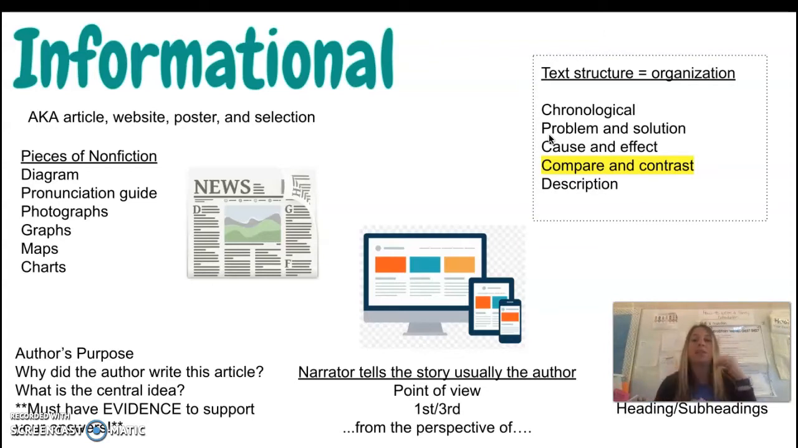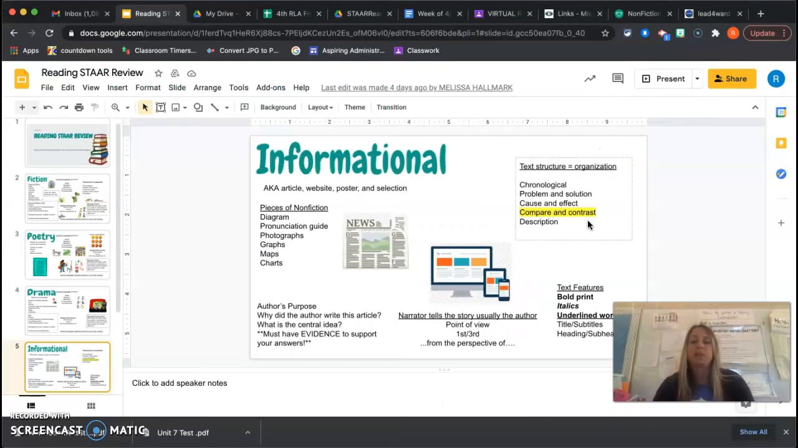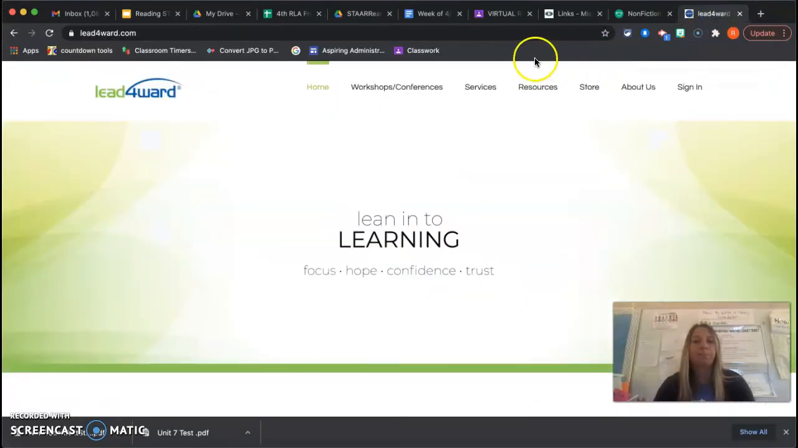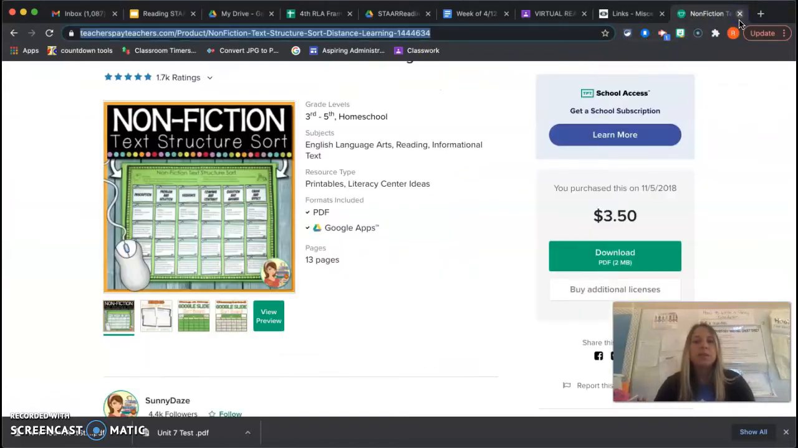Compare and contrast. You notice that that is highlighted. Compare and contrast just means they're taking two things and they're comparing them. How are they the same? How are they different? So there's always going to be two topics. And then description just simply means they are describing something. Are they describing a beach? Are they telling me about a place? They describe something.